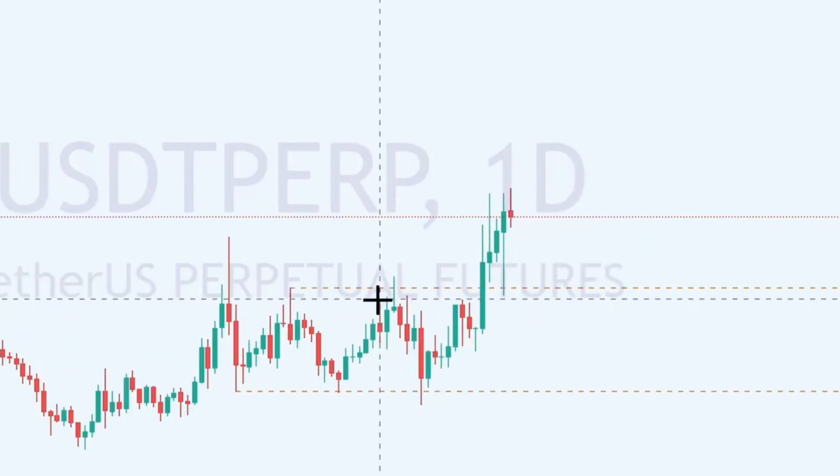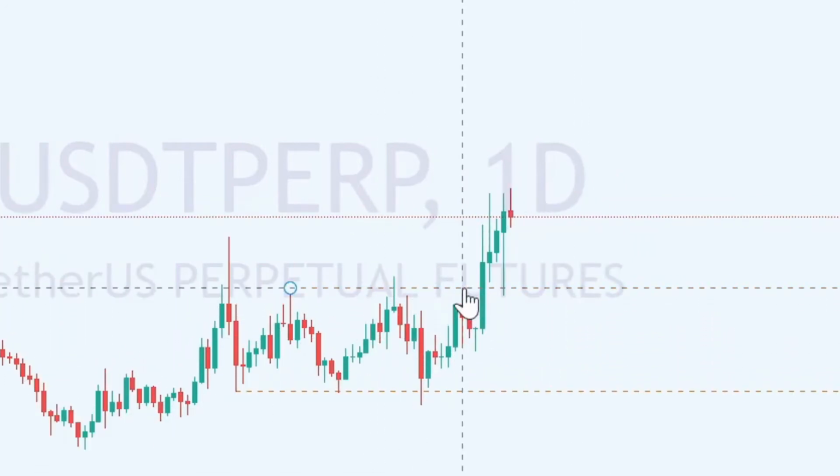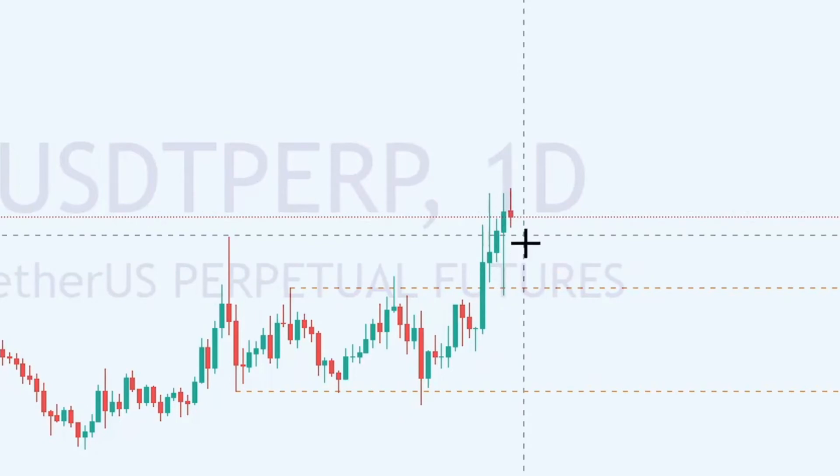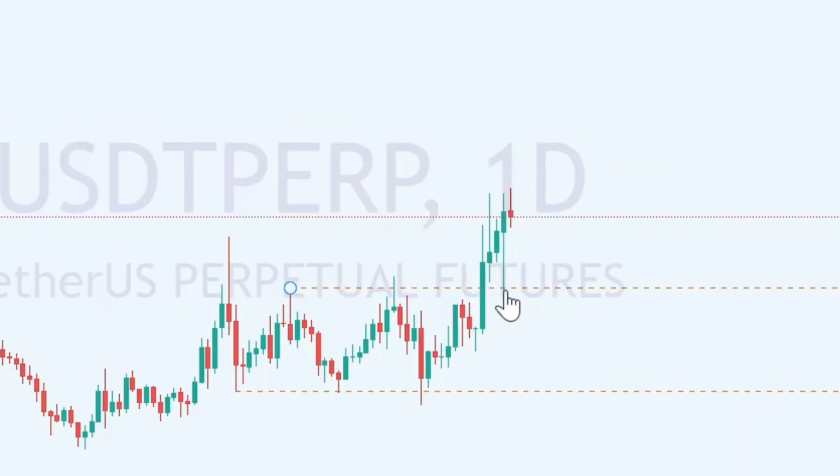Let me make this a bit bigger. It didn't quite touch it, but it broke up. And what did we see on this very candle here? We saw that it came back to test this as support, and it rallied back up. So next time, price may come back into this very past resistance and use it as support. It has done so here, so we will be expecting it to do it again, right?